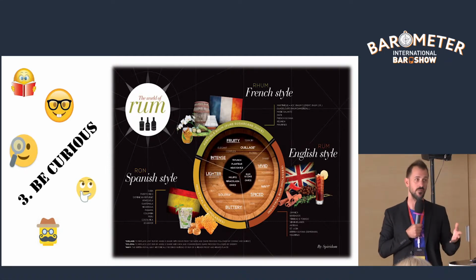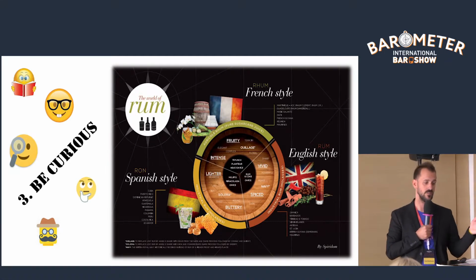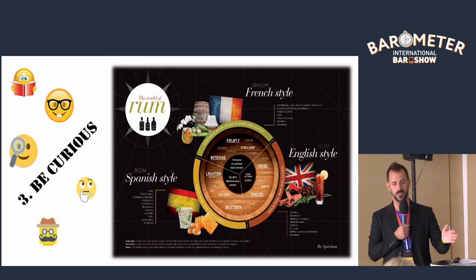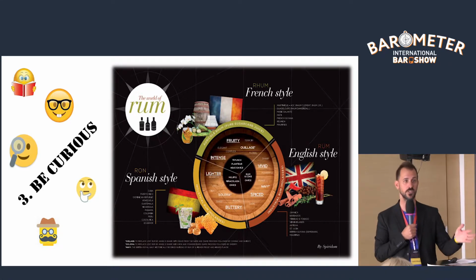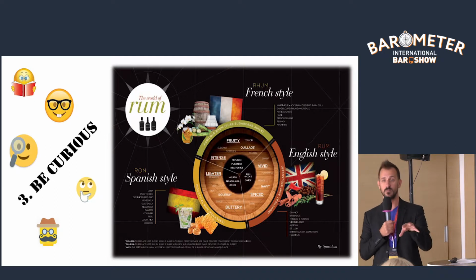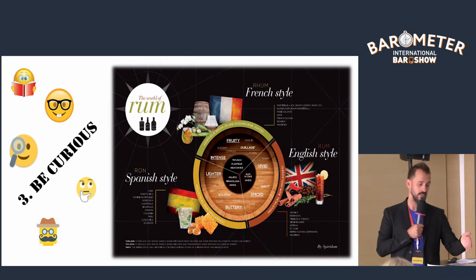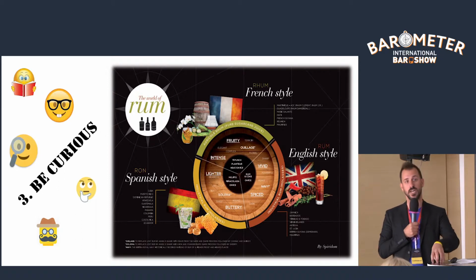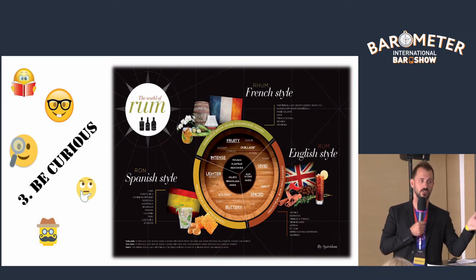And with rum, you cannot really say if it's sweet or if it's dry because of the distillation or the process how they're making it. Because there are no regulations about what you can add after the distillation or before actually bottling it.